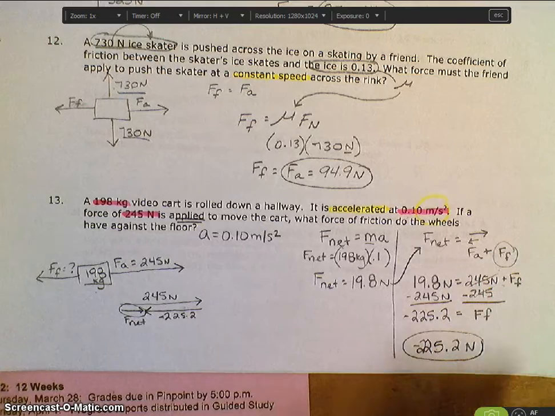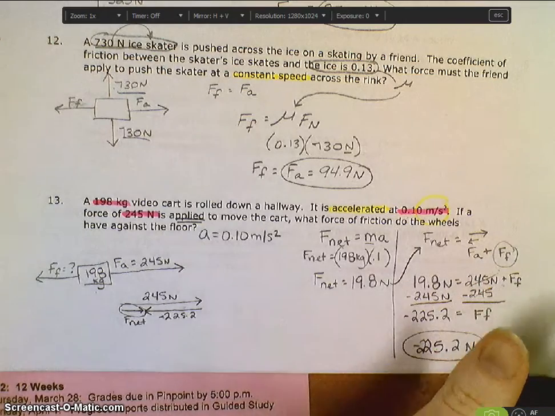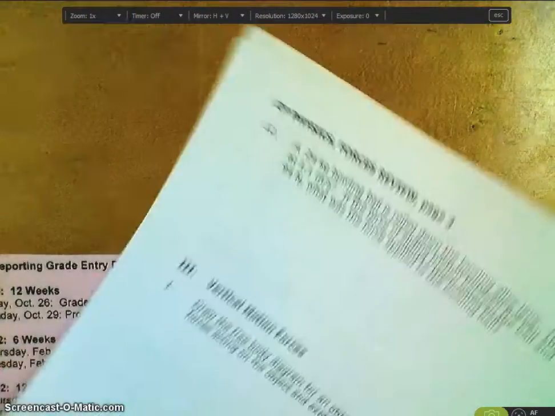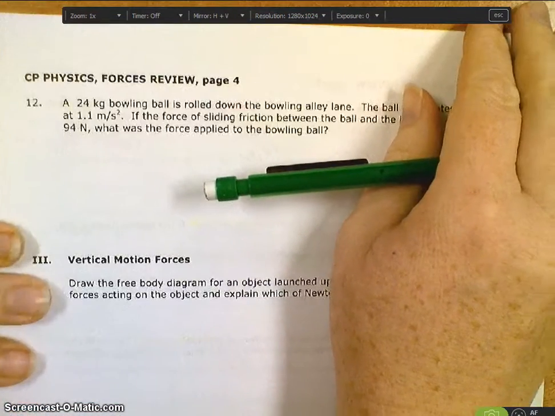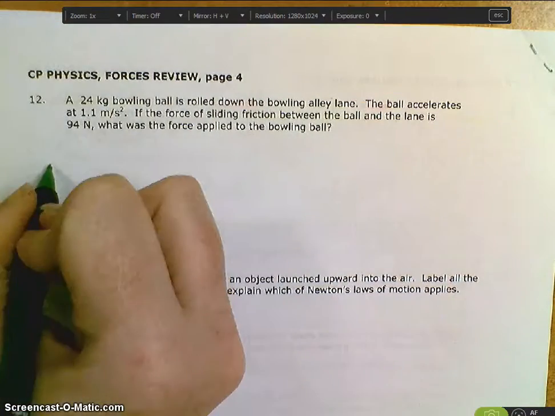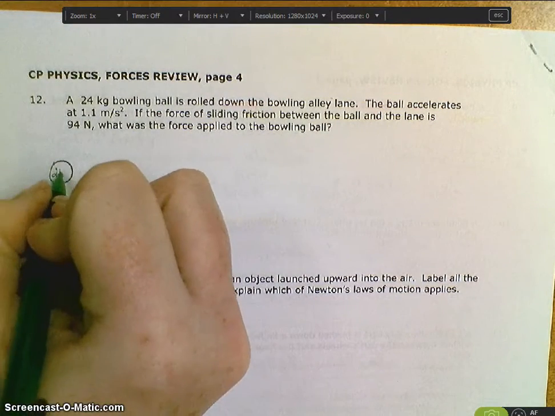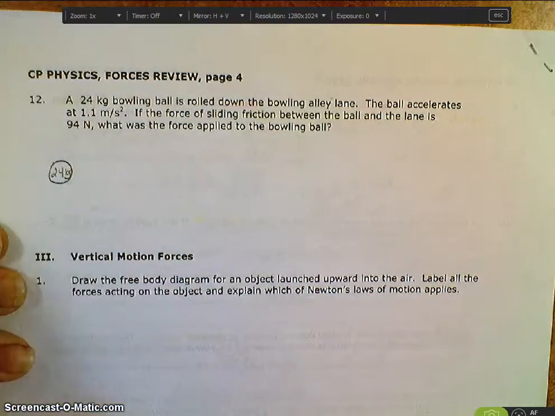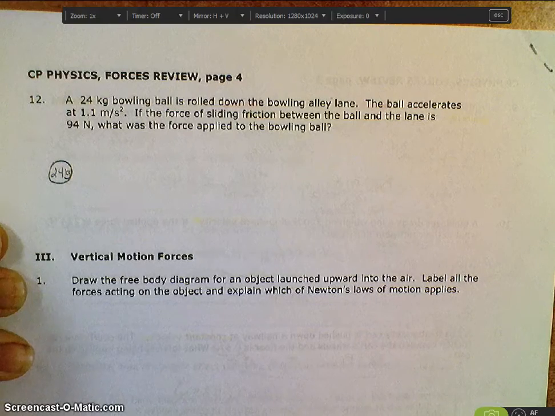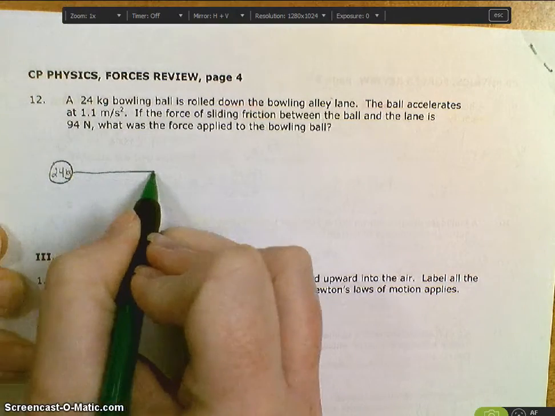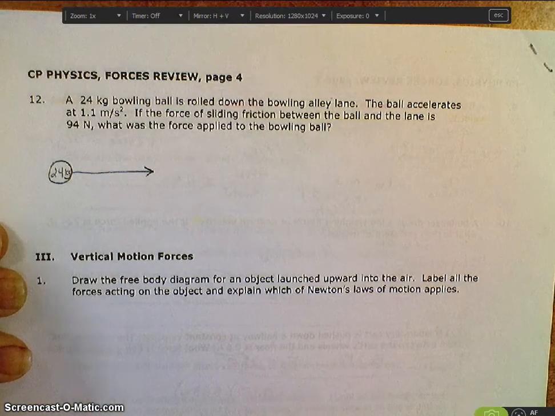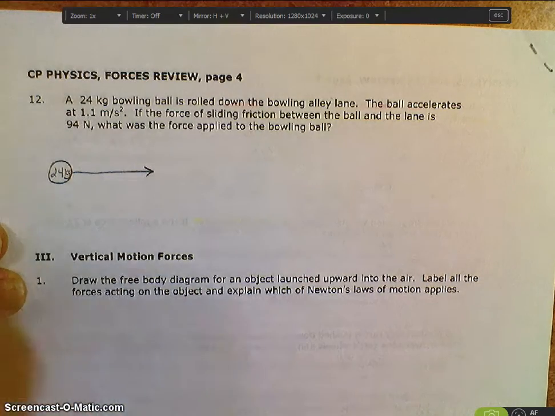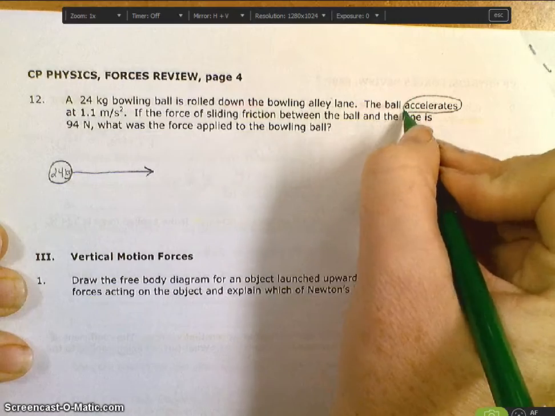Okay, I'm not going to talk as much through the second one, so make sure that you're pausing and working on your own. Okay, 24 kilogram bowling ball. Mass is always going to go in the middle. It is rolled down a bowling alley lane. Rolling goes flat, horizontal is the word. This is going to be an acceleration problem.